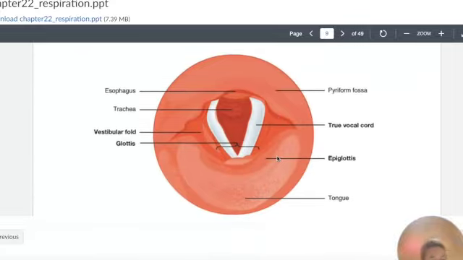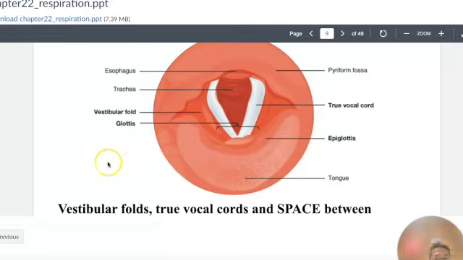So here, looking down your throat, here are your true vocal cords. This is what stretches when you make sound. Okay, this part is called the glottis, and that's the epiglottis right there, and that's your tongue.